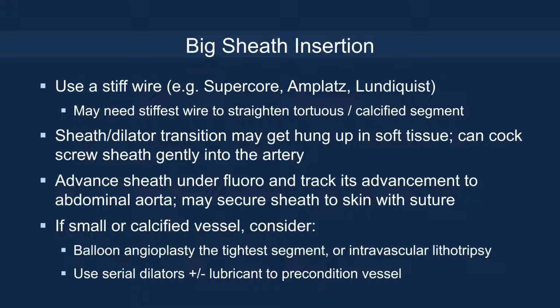You want to advance the sheath under fluoroscopy directly and track its advancement to the descending aorta so that you don't cause any inadvertent iliofemoral injury. And you want to secure the sheath to the skin with a suture if you need to. And if it's a small calcified vessel, consider balloon angioplasty in the tightest segment, or do intravascular lithotripsy, such as Shockwave. And you want to use serial dilators plus or minus lubricant to precondition the vessel as well to make the tracking seamless.